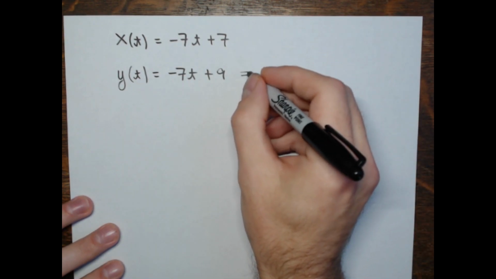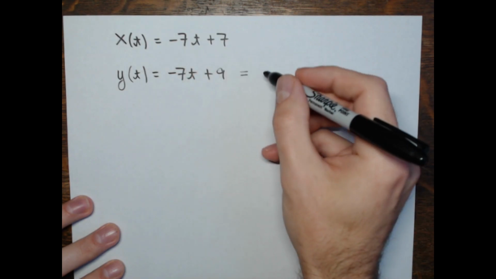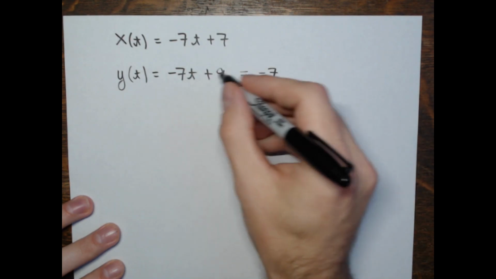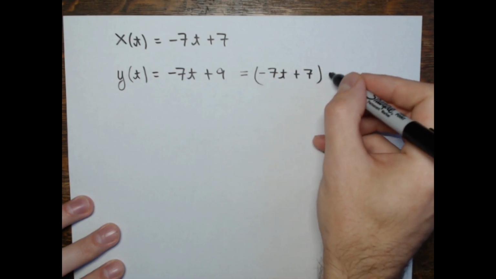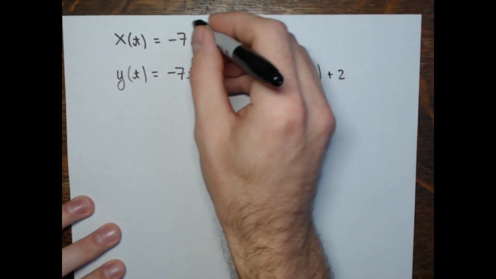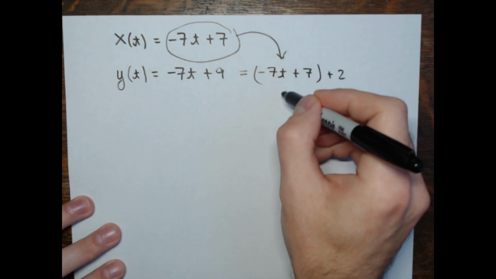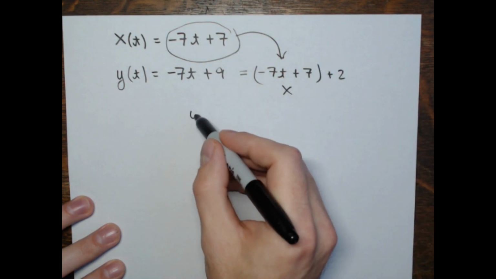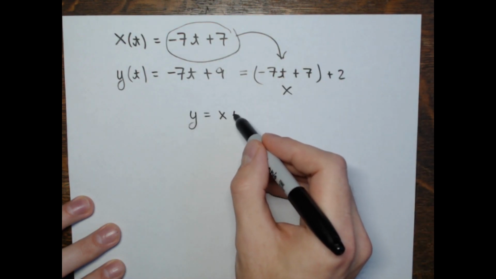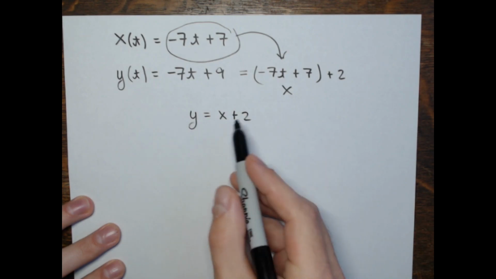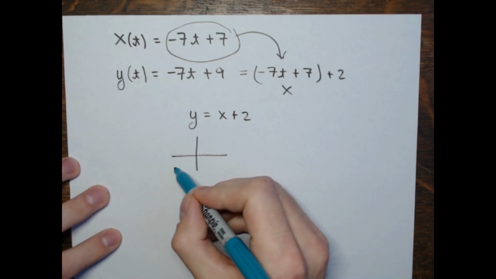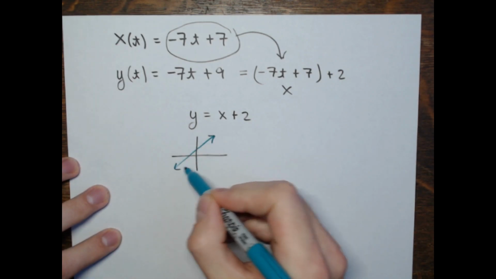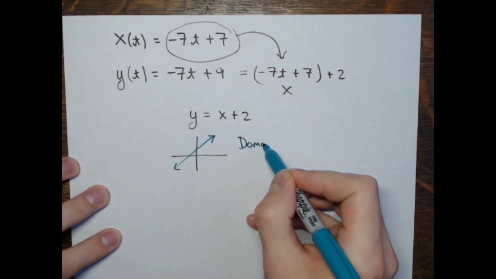But here's something I'm noticing. They both have this negative 7t plus something. Now, negative 7t plus 9 is actually the same thing as negative 7t plus 7 and then plus 2, and negative 7t plus 7 is x. So we're getting y equals x plus 2. This is a linear function. The graph would be just like this, y equals x plus 2, slope of 1, y-intercept of 2. The domain is all real numbers here.